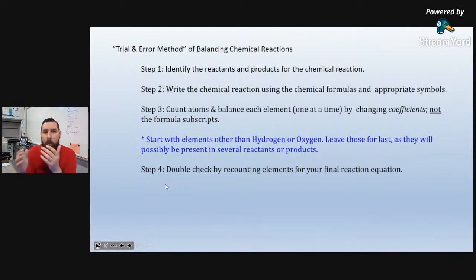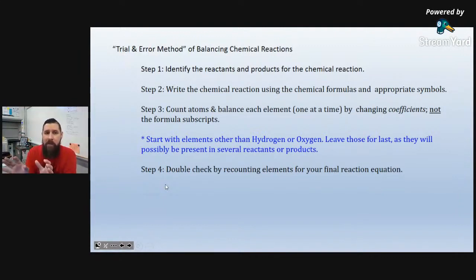Then step 3, where we now count the atoms and balance out those elements and those atoms, again, by changing coefficients, not changing the subscripts. And a nice little helpful hint for you. Always start with elements other than hydrogen and oxygen. In fact, leave those for last because quite possibly they're going to show up in multiple reactants and products. And if that's the case, and you balance oxygen in the first substance, and then you go and balance a different element, it may throw your number of oxygens off, and then you have to repeat the process. So we typically save hydrogen and oxygen for last, if at all possible.